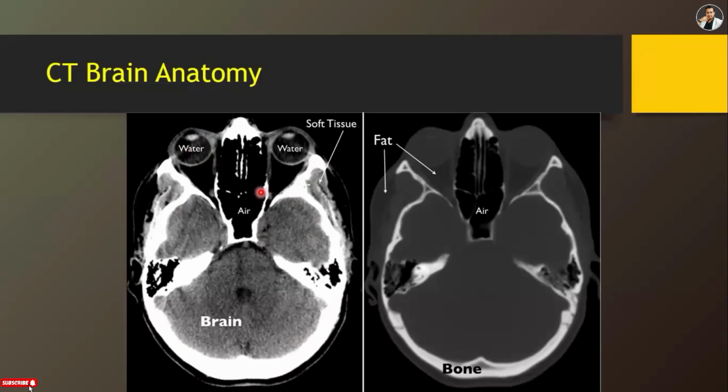Then, what happens if there is any calcification? Calcification or any stone will be white. Calcium is white. Metal is white. What else will be white? Contrast. What else will be white? Hemorrhage or blood. If there is bleeding inside the brain, the bleeding will appear as a bright signal. And another one is the contrast. The contrast will show as a bright signal in the image.